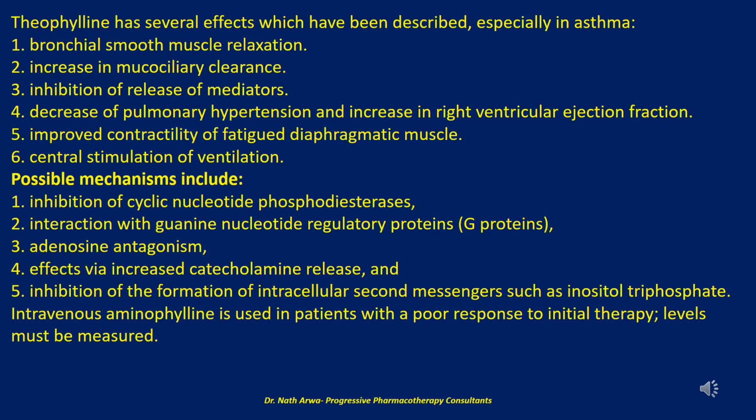Possible mechanisms include the following. 1. Inhibition of cyclic nucleotide phosphodiesterase. 2. Interaction with guanine nucleotide regulatory proteins, G proteins. 3. Adenosine antagonism. 4. Effects via increased catecholamine release. And 5. Inhibition of the formation of intracellular second messengers such as inositol triphosphate. Intravenous aminophylline is used in patients with a poor response to initial therapy. Levels must be measured.